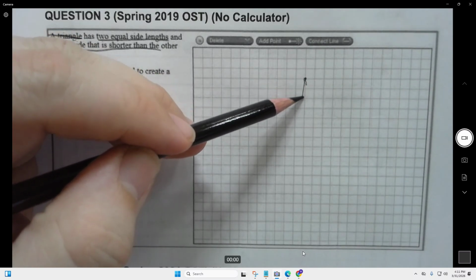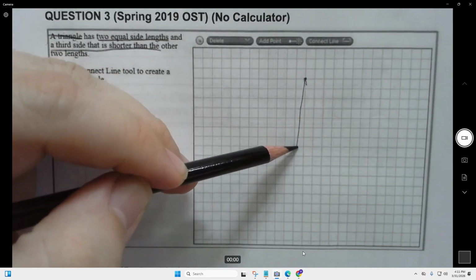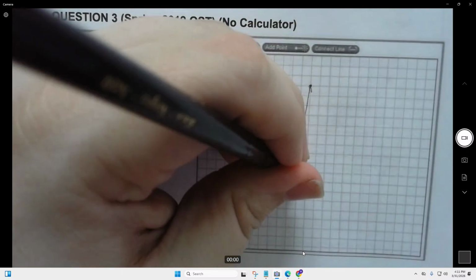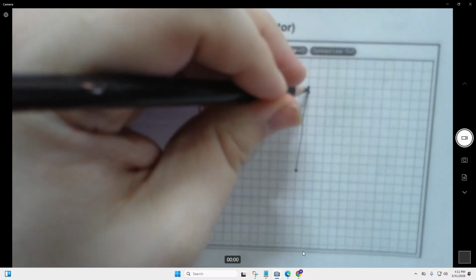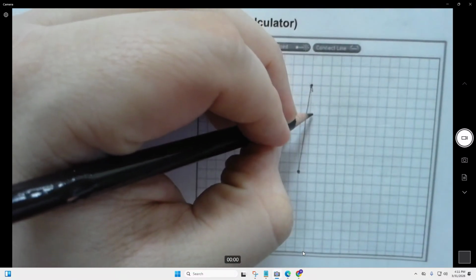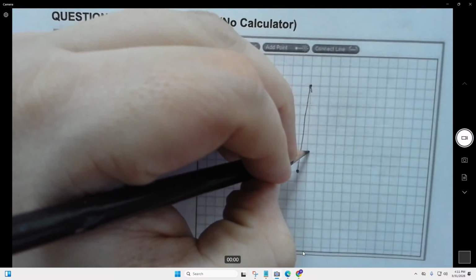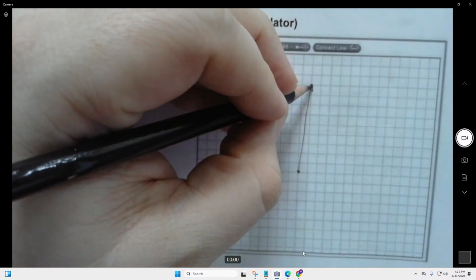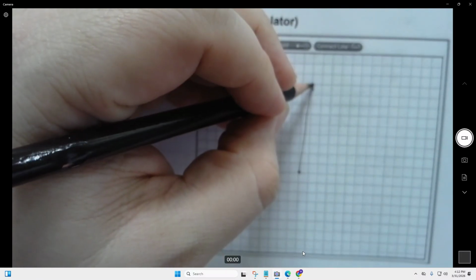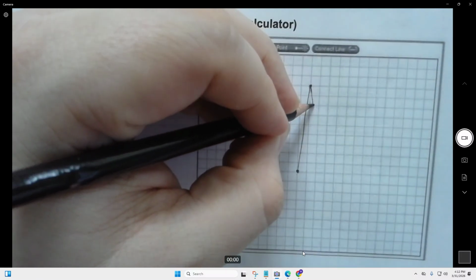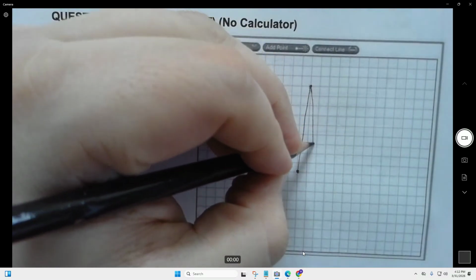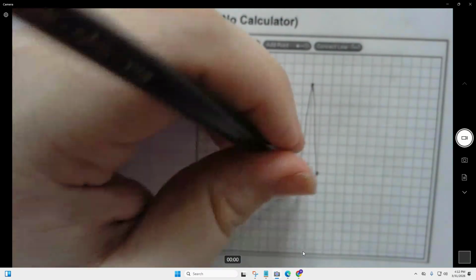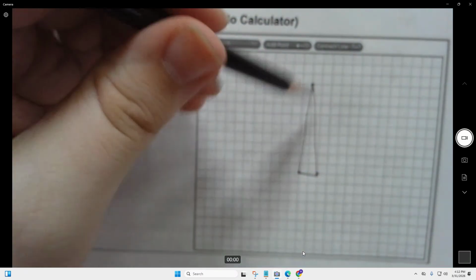So we're going to go like this, like that. Perfect. So from here, I went 1, 2, 3, 4, 5, 6, 7, 8, 9 down, and 1 to the left. So now I'm going to mirror that, and I'm going to go 9 down and 1 to the right. And then just connect the 2 points.